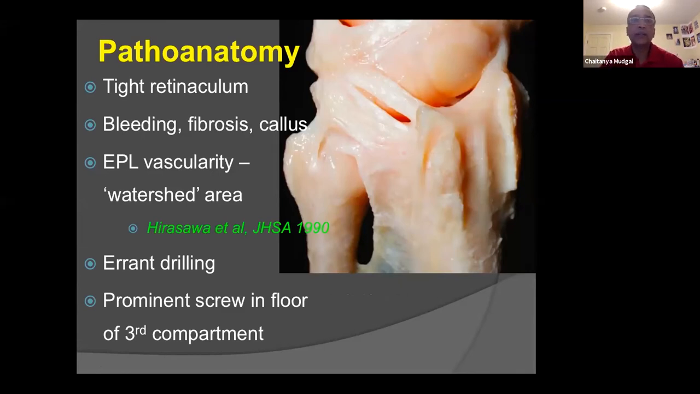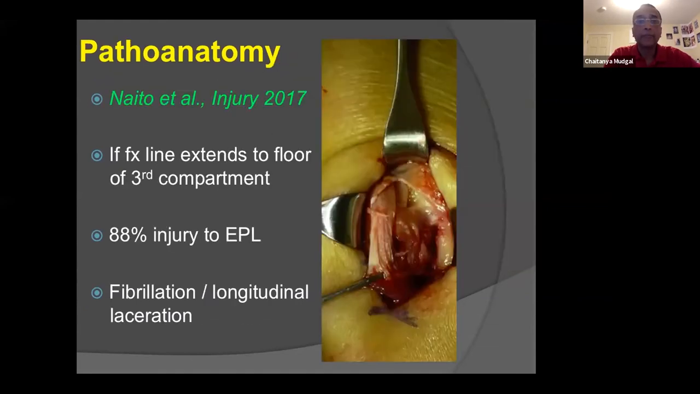And the pathoanatomy consists of bleeding, fibrosis, and callus within the substance of the tight retinaculum, which we saw before. Now, Hirasawa and colleagues showed us nearly 30 years ago that the extensor pollicis longus is not a well-perfused tendon. And in fact, at the level of the third compartment, there is a watershed area with very poor vascularity. You combine that with errant drilling from the volar side or a prominent screw in the floor of the third compartment, then you realize that this tendon is very, very vulnerable.